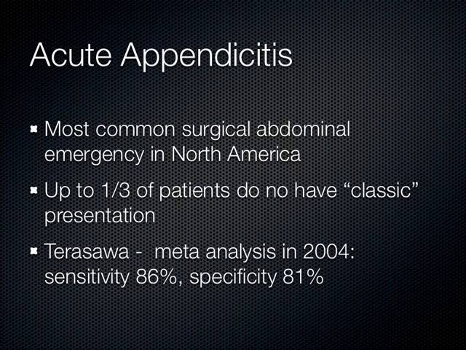About a third of patients, though, don't have that classic presentation, which is generalized abdominal pain that then locates itself to the right lower quadrant, what we call McBurney's point, and is associated with anorexia and an elevated white blood cell count. That's the classic presentation I just described to you.